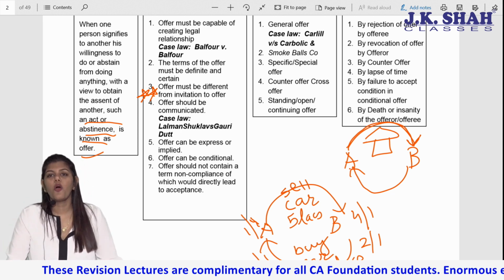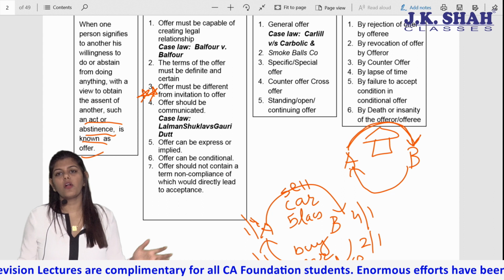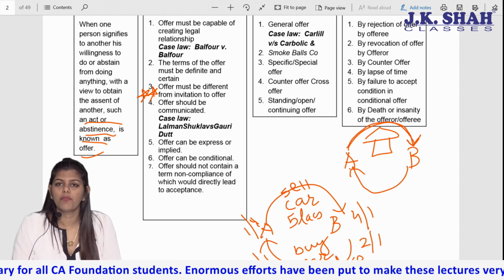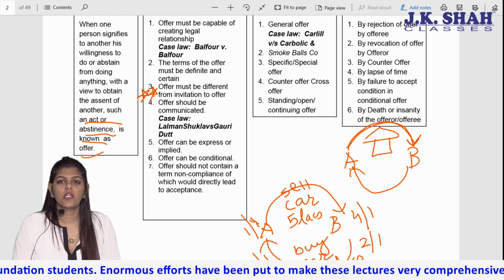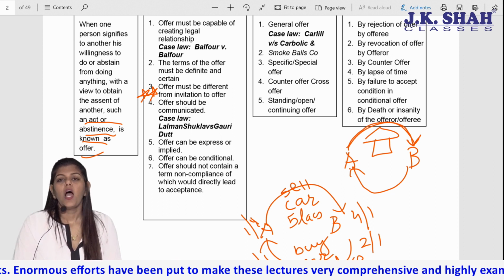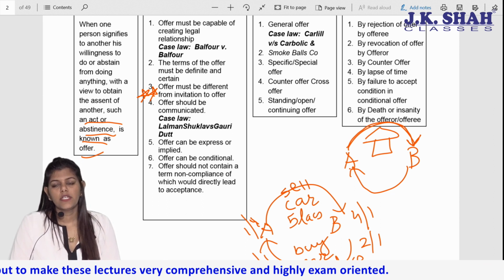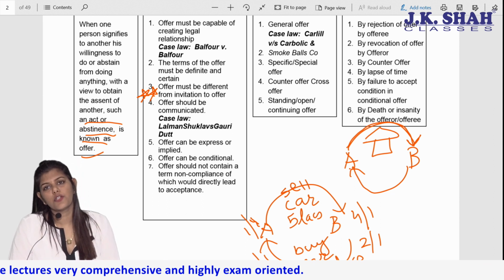And the last type of offer, that is your standing, open or continuing offer. I am giving you an offer that I want to sell my house. Just an example, sell my house for 50 lakhs and the offer is open for 10 days. Out of 10 days, only 2 days have passed. The offer is still open. It is known as an open, standing or continuing offer.